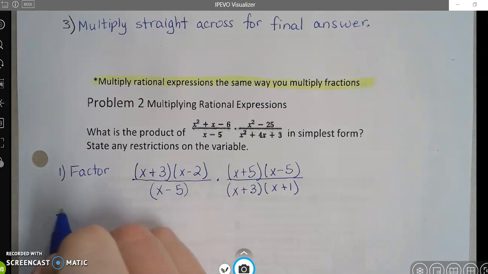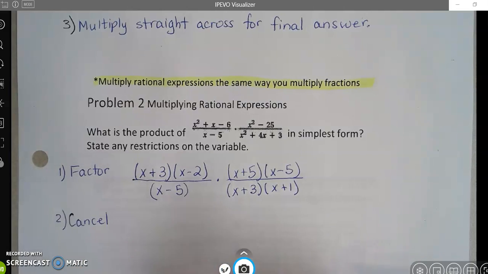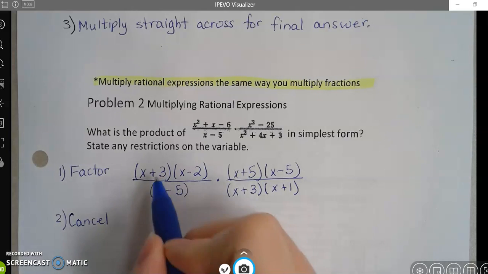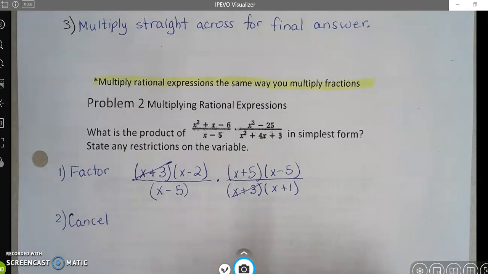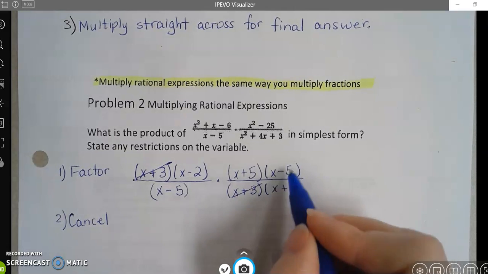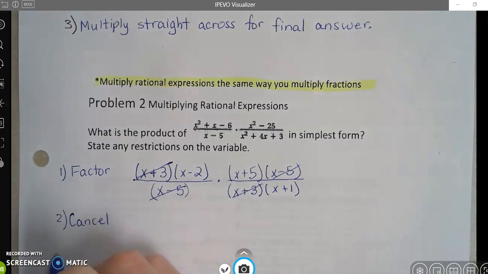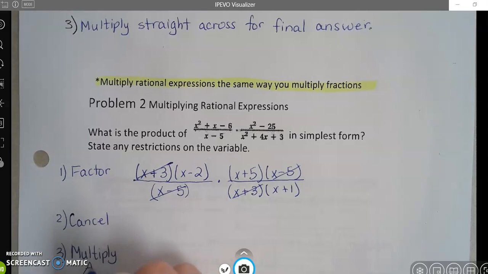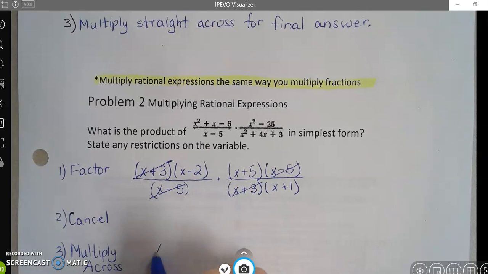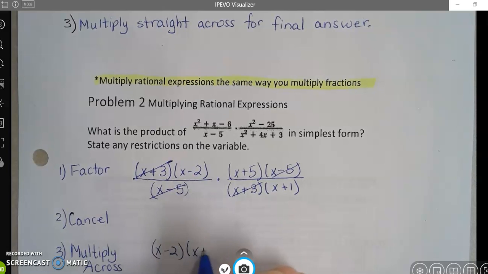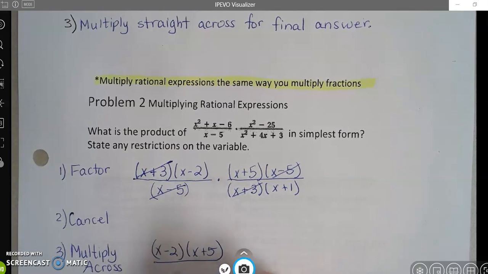Now step 2 is what I'm going to call cancel your common factors. So look between the numerator and denominator. If you can divide out common factors, they will divide away because they equal 1. So x plus 3 over x plus 3 divides, and x minus 5 over x minus 5 divides. Your last step is multiply across. So when you multiply across, we are left with x minus 2 times x plus 5 all over x plus 1.